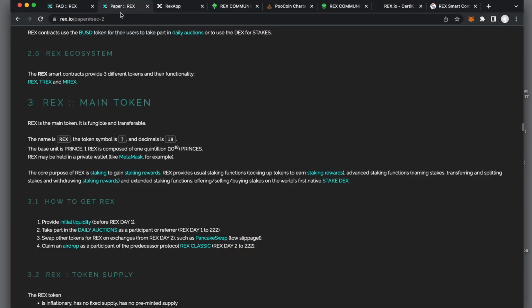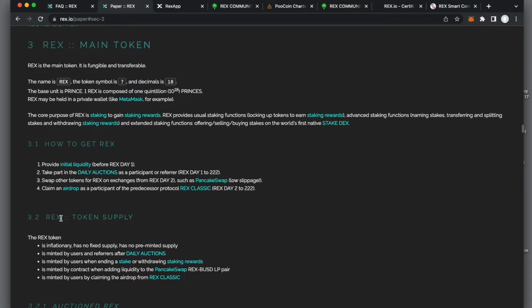Okay, so the name is Rex, the token symbol is XRX, and the decimals is 18. That means you can specify with 18 decimals of precision the amount of Rex you're dealing with. The base unit is prince. One Rex is composed of 1 quintillion, 10 to the 18, princes. Rex may be held in a private wallet like MetaMask, for example.